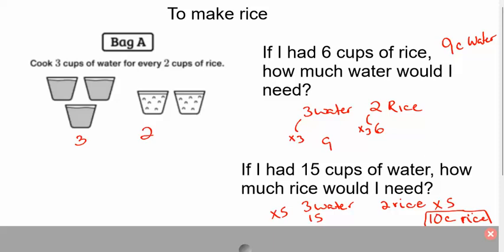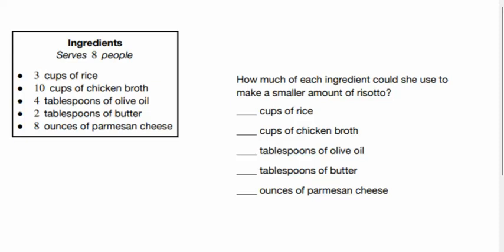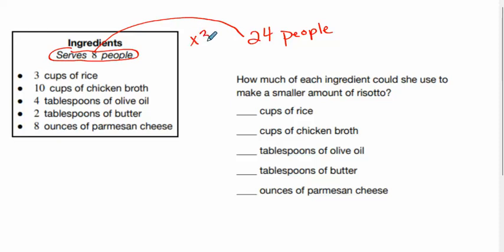Let's look at the next one. All right, so here it is in recipe form. Let's say this recipe serves 8 people. What happens if I needed to serve 24 people? You can see I went from 8 people to 24 people. So that means I needed to multiply by 3. Then each ingredient I would multiply by 3.